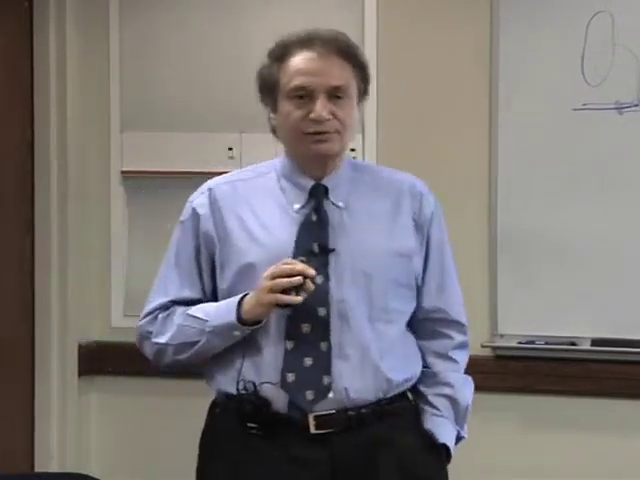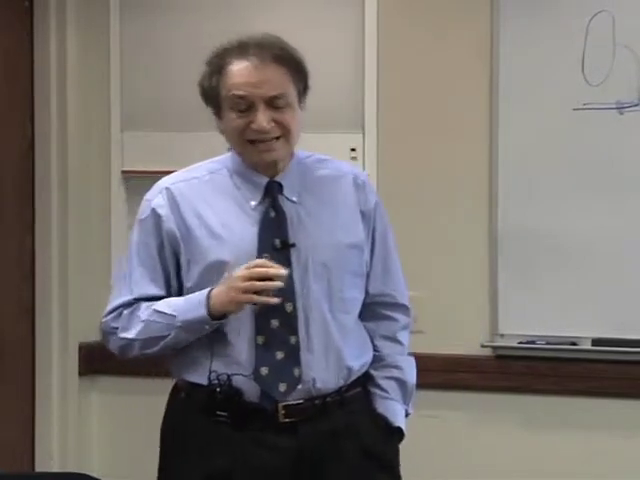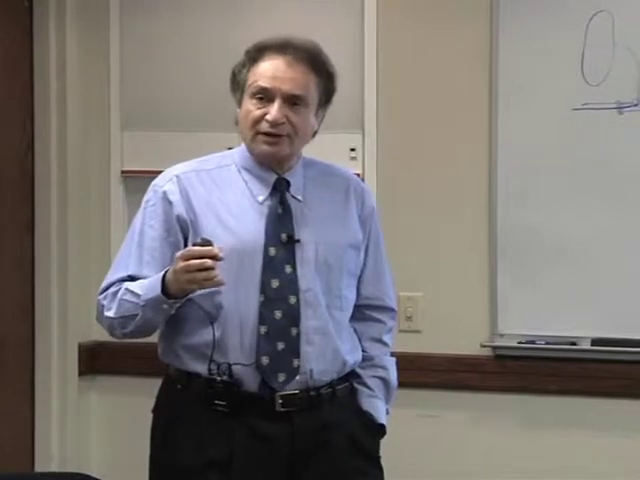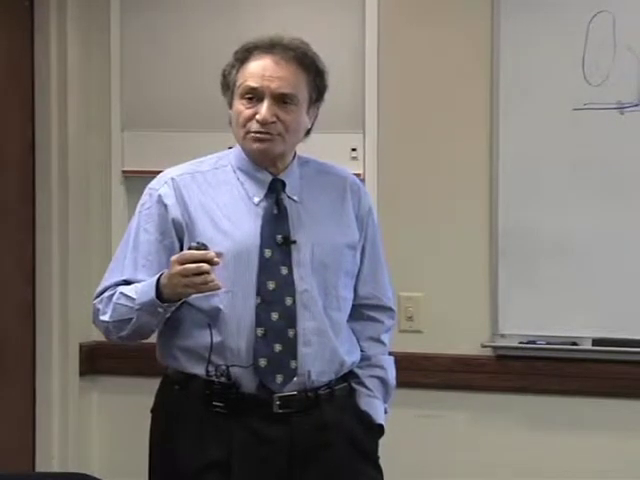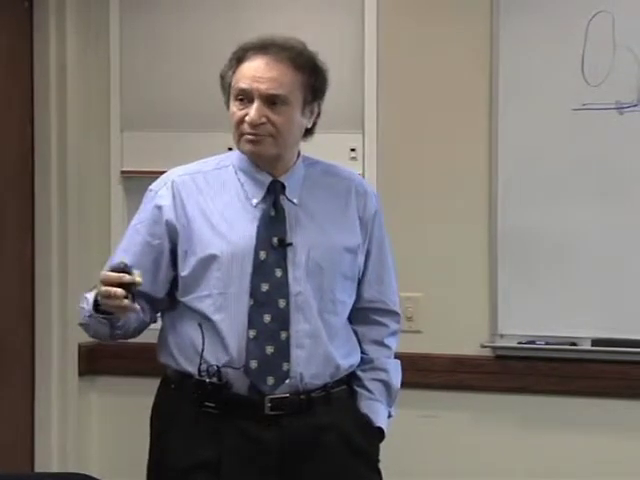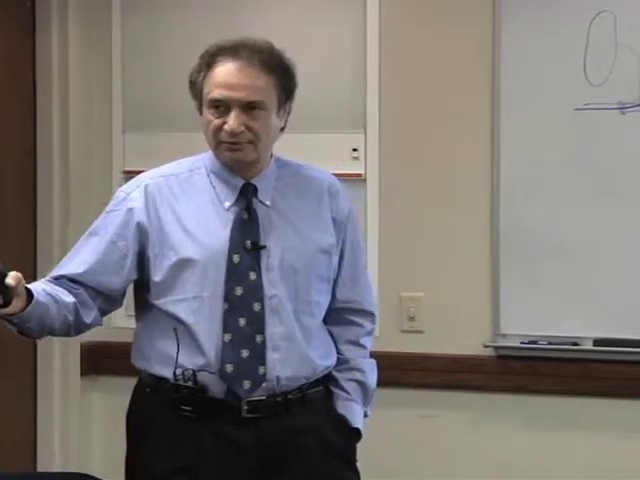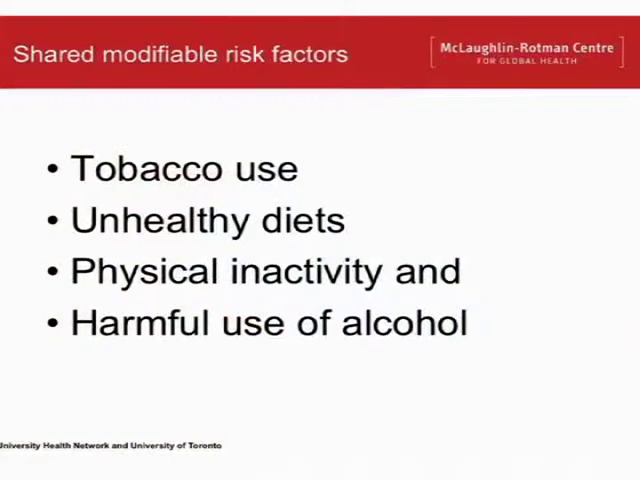The risk factors are actually pretty well understood. Not exactly how they interact and what you can do about them, but it's tobacco. So smoking will kill 1 billion people this century if we don't do anything about it. 1 billion people. Unhealthy diet, so both overnutrition and undernutrition, physical inactivity, and harmful use of alcohol.